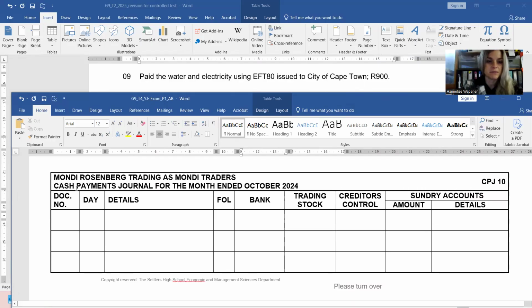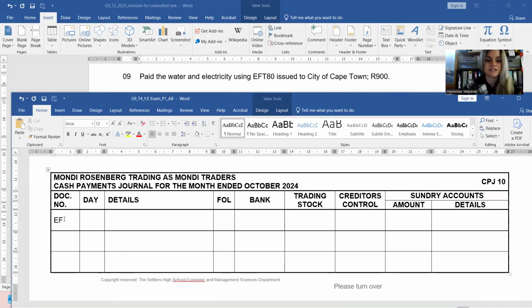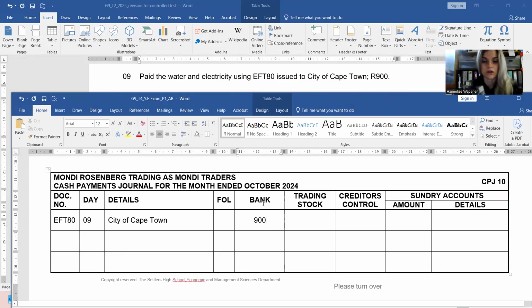So we made a payment, therefore we are in the CPJ. We used EFT slip number 80, so that's our source document. This happened on the 8th. We know who we paid, so that goes into details. Cape Town. The amount that we paid them was 900 Rand, so that's now going to decrease my bank.